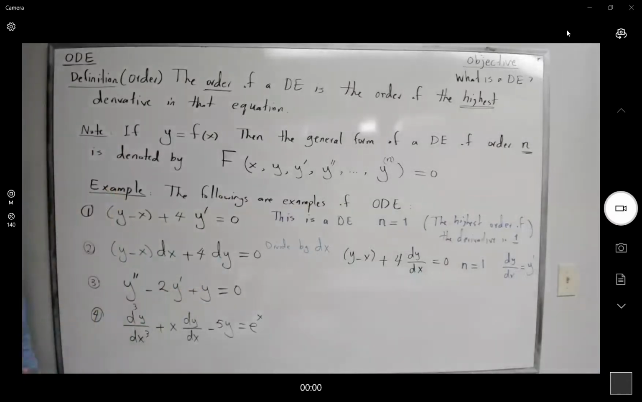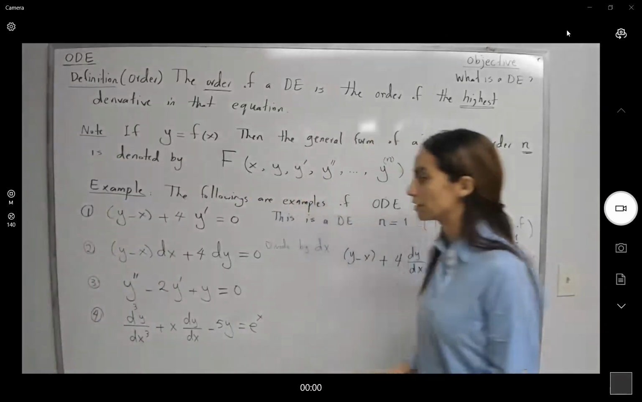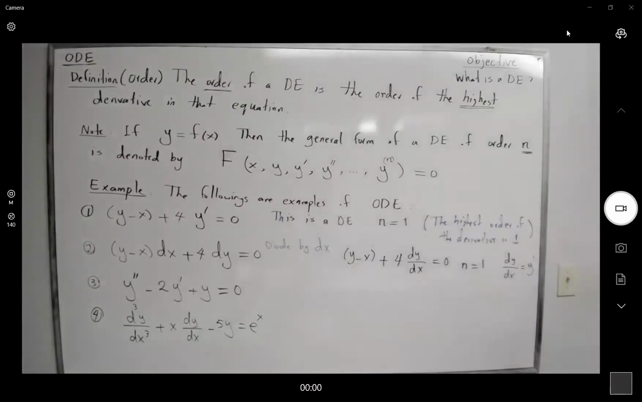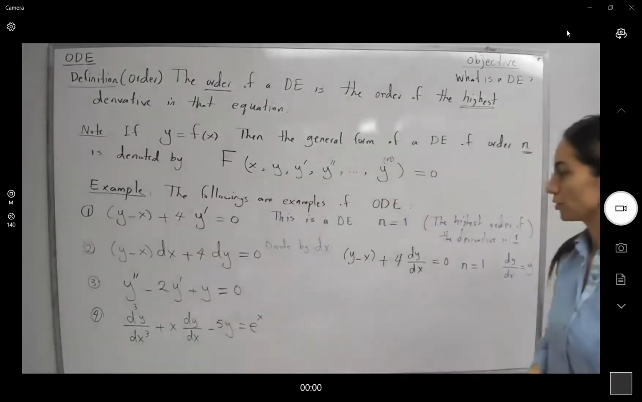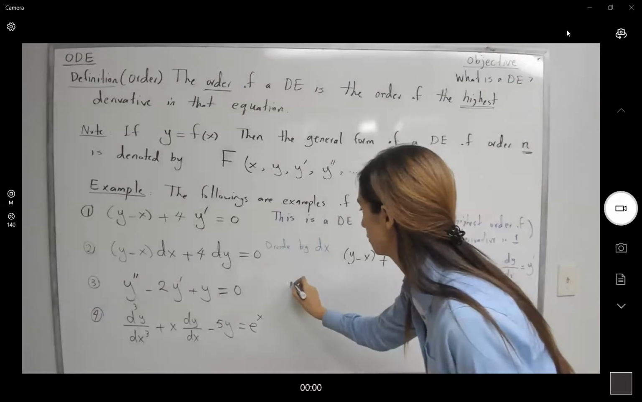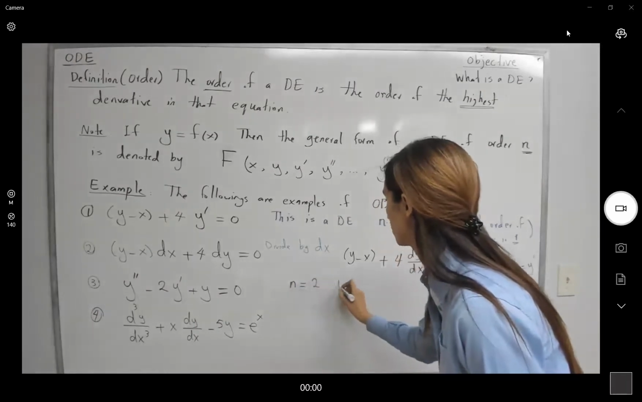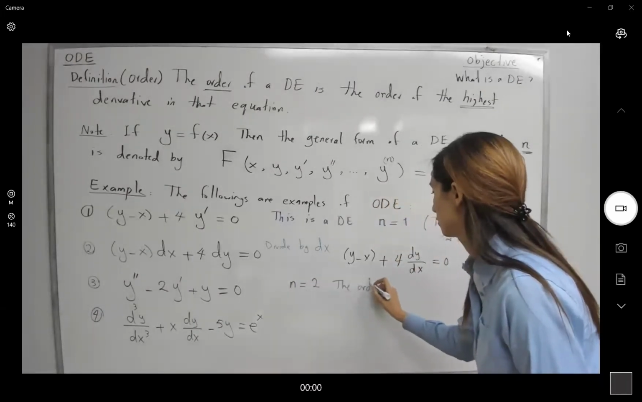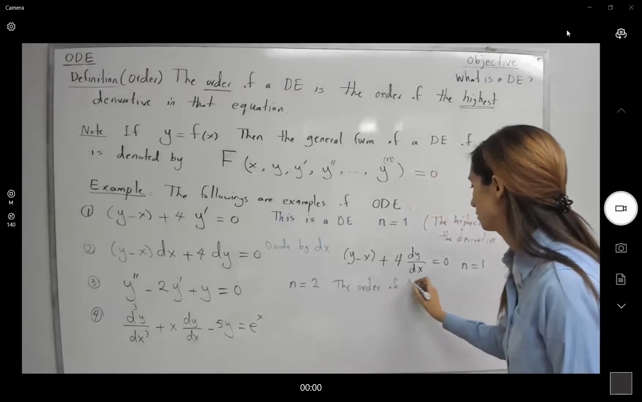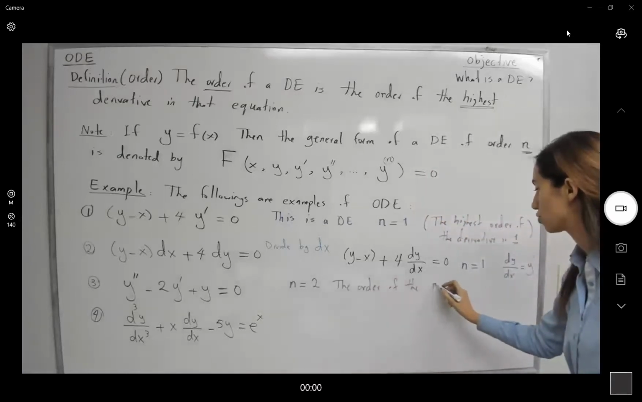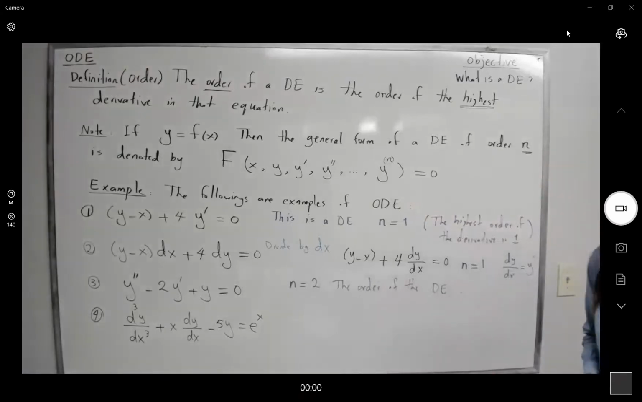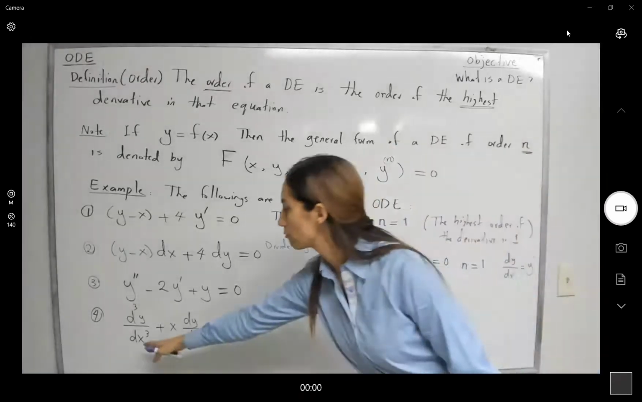What about this one? We see a relation between the second derivative of y and the first derivative of y, and the order is 2. The highest derivative that appears here is 2. So n is equal to 2. The order of the differential equation. Now, number 4.